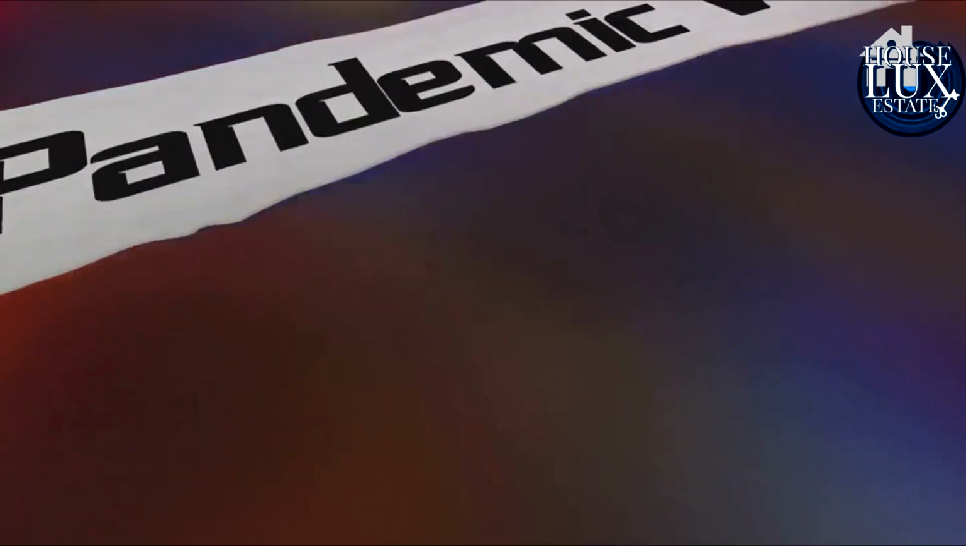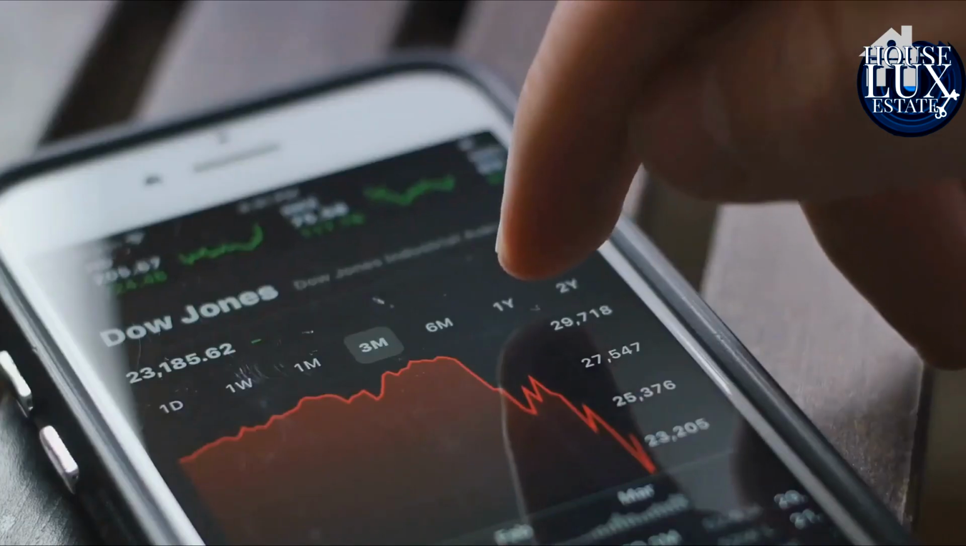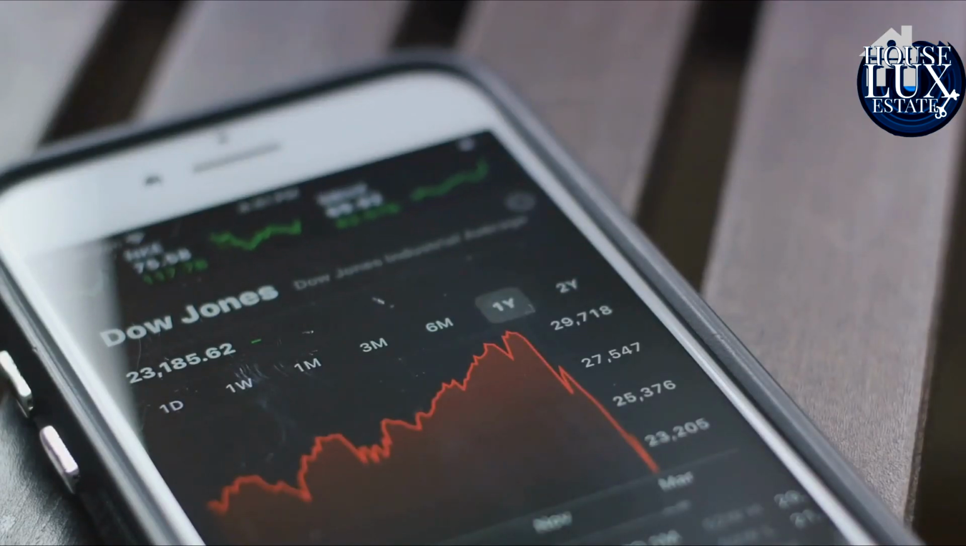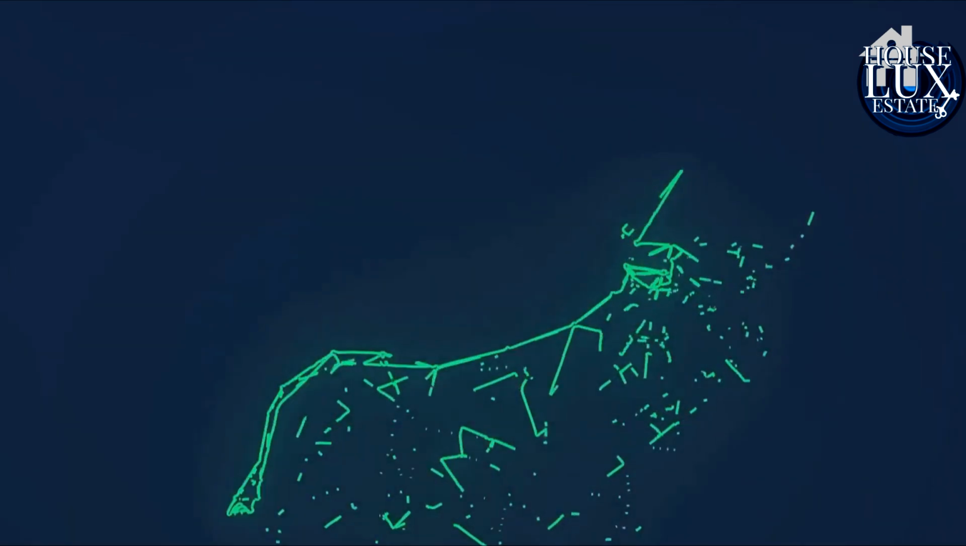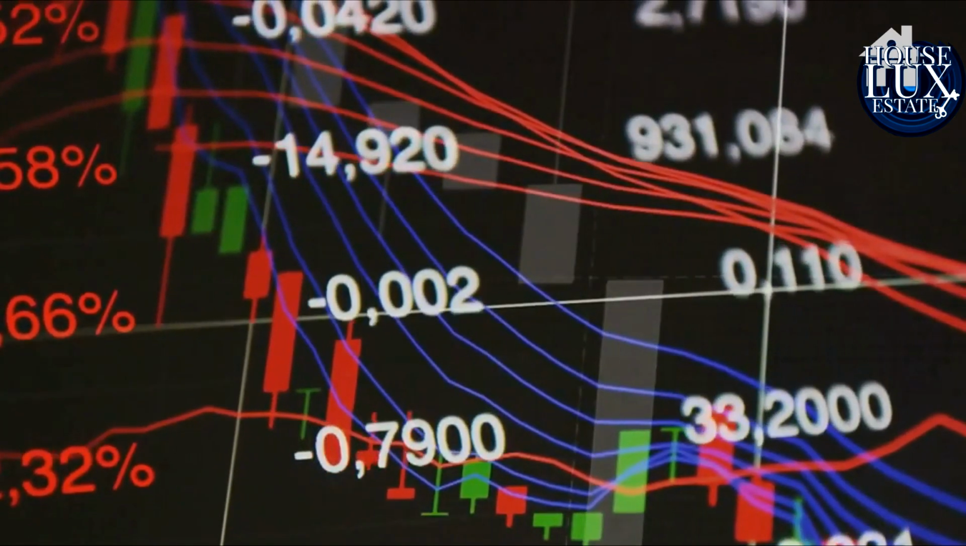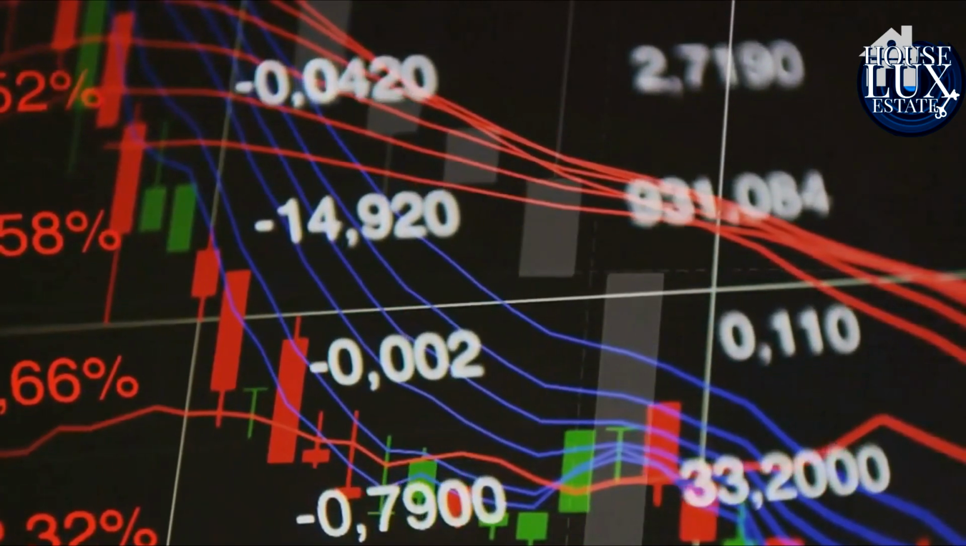The third factor is market sentiment. This is essentially the overall attitude of investors toward a particular market or asset. If investors are feeling bullish or positive, it can drive prices up. Conversely, if they're feeling bearish or negative, it can drive prices down.